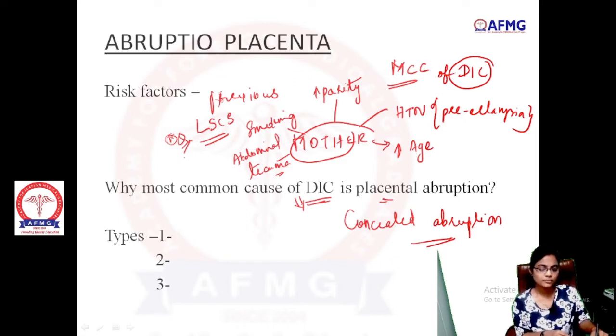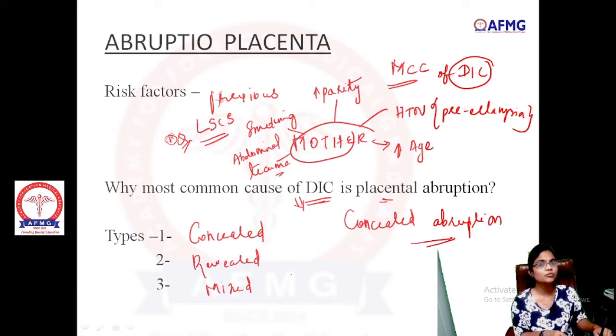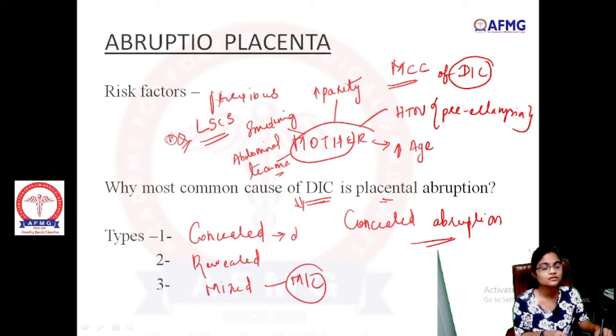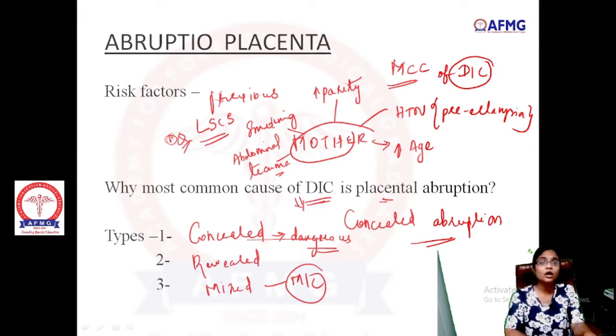Before that, please remember what all the types are. The types are concealed abruption, revealed abruption, and one more type, mixed abruption. They can ask you a question: the most common type of abruption is mixed abruption. Which is the most dangerous? Dangerous is concealed abruption. Clear? So it is very important to know what is most dangerous and what is most common.